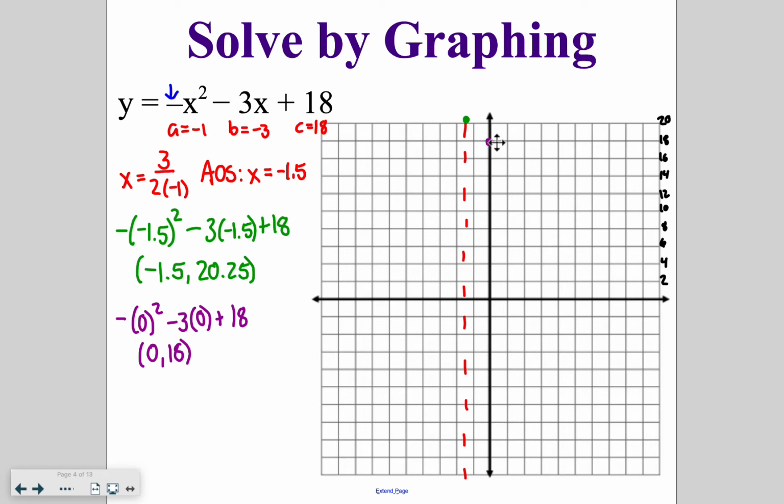Remember, we're counting by twos. And then that's 1.5 spaces to the right. So I'm going to go 1.5 spaces to the left for that reflection point. So I've got my first pair.